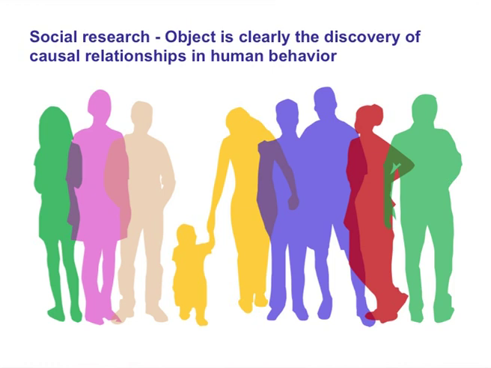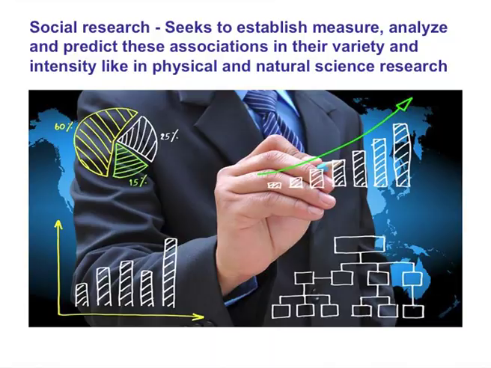The object of social research is clearly the discovery of causal relationships in human behavior. It is generally acknowledged that in human behavior, as much as in natural phenomena, a large degree of measurable and predictable sets of associations occur. Social research then, like research in physical and natural sciences, seeks to establish, measure, analyze and predict these associations in their variety and intensity.